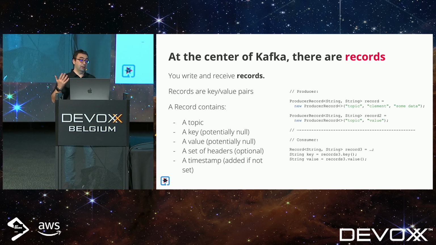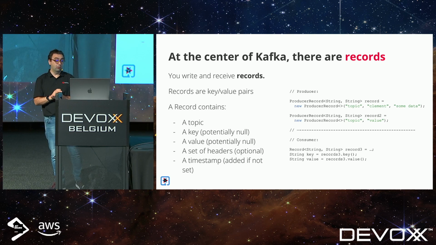And it's relatively simple to represent, so key-value. The key can be null. The value can be null. Both the key and the value can be null, even if I didn't find any use case for that. It's possible. You can have a set of headers. It's optional, but it can be useful. We will see later how we can use them. And it has a timestamp that is added automatically if you are not adding one.